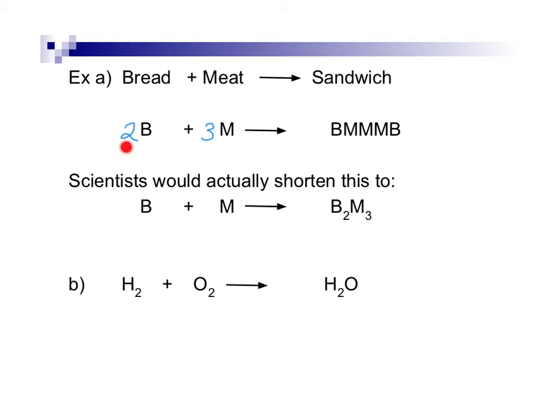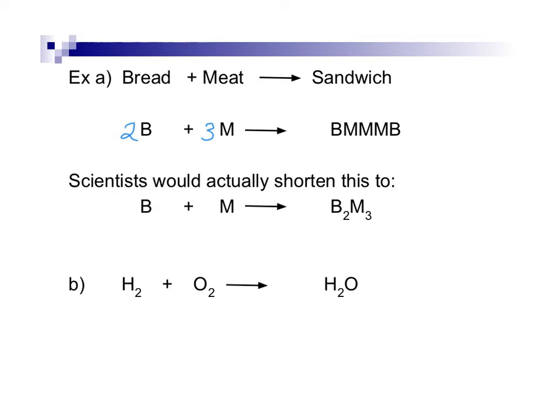Now, scientists wouldn't write an equation like this. What we would do is we'd actually simplify how we write the symbols for our sandwich. You notice I have 2 breads, so I would just write the B once and stick a subscript number of 2 behind it. And I would do the same thing for my meats. If I've got 3 pieces of meat, I would show it by a capital M with a subscript number 3. But you notice the balancing process would be the same.